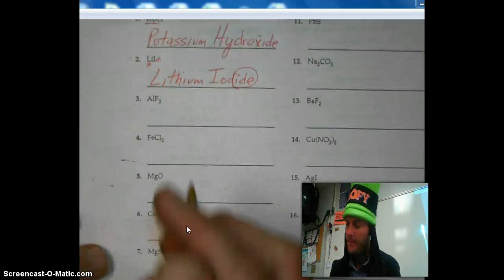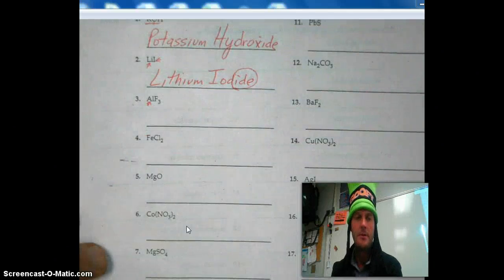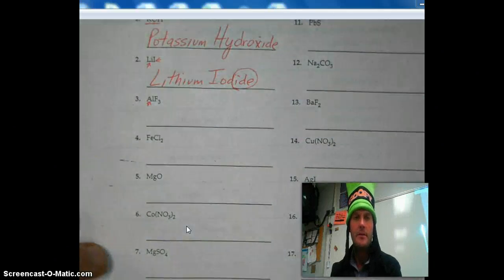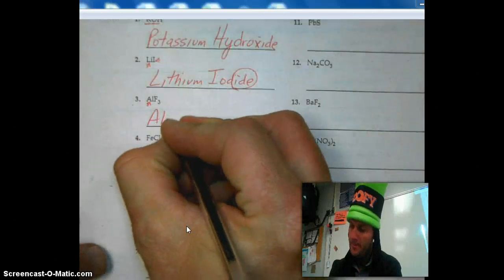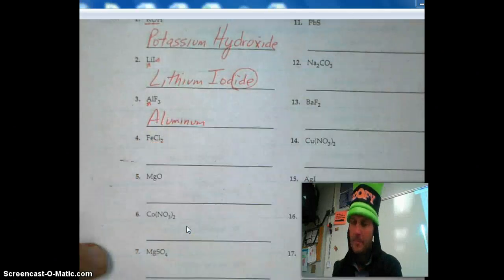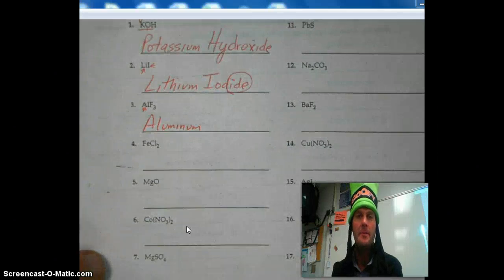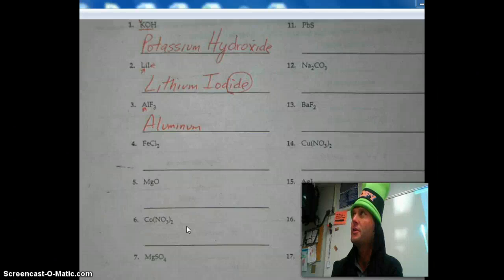Let's do another one. Name your cation. Yep, aluminum. Okay, now is aluminum a D block metal, which means does it fall within that little dip down section of your periodic table? Nope.